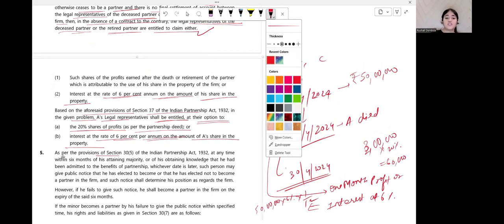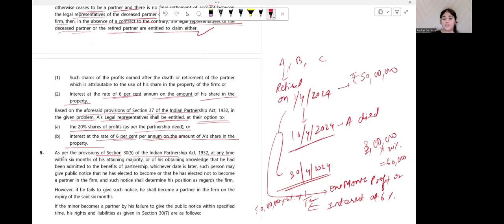As per the provisions of Section 35 of Indian Partnership Act 1932, at any time within 6 months of attaining majority or of his obtaining knowledge that he had been admitted to the benefits of partnership, whichever date is later, such person may give a public notice that he has elected to become or that he has elected not to become a partner. Don't write too much of this.